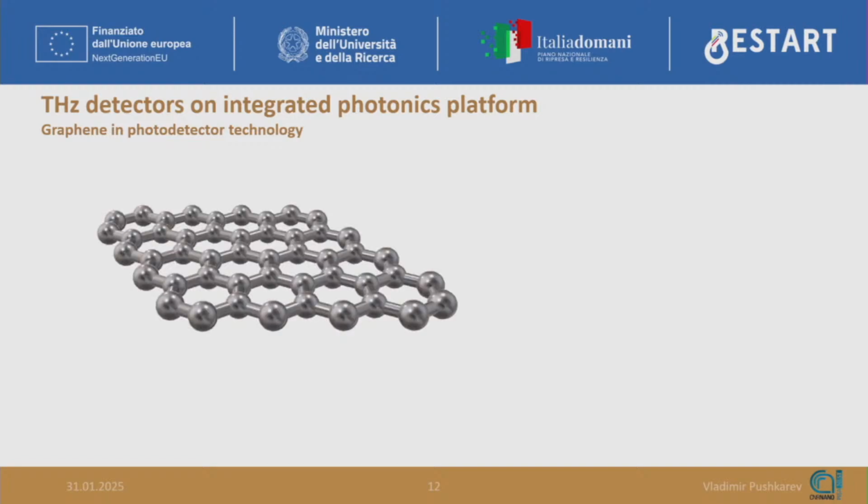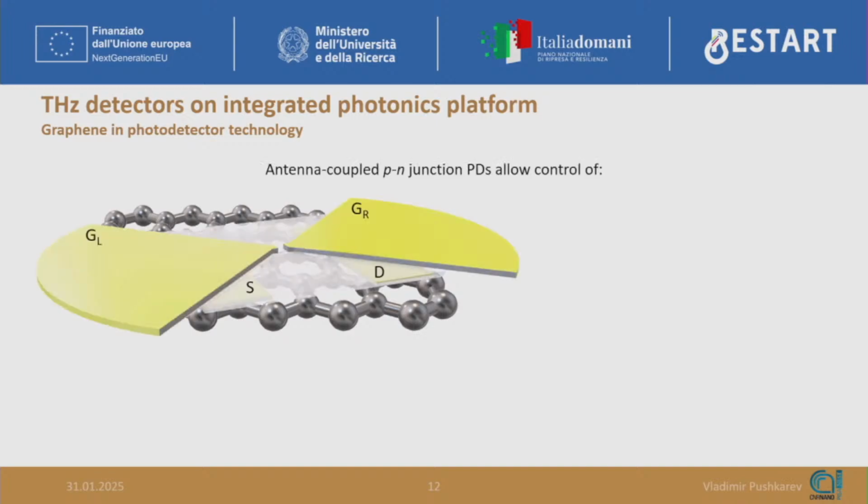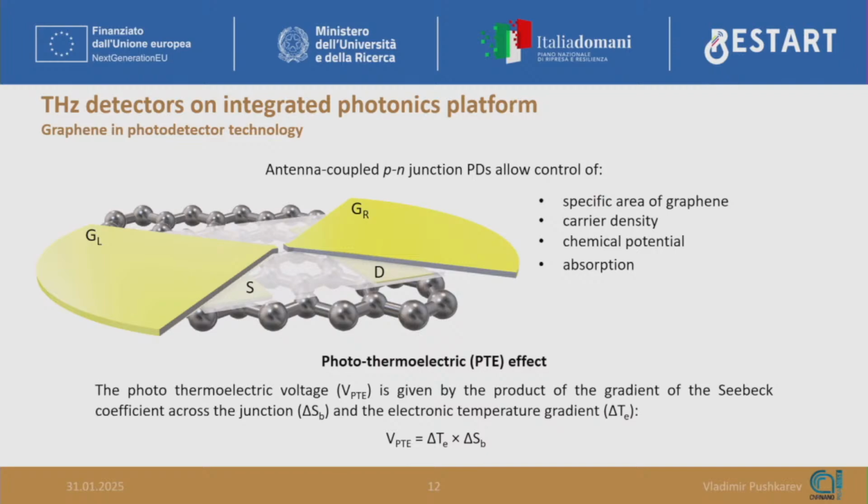why we are focused on the scalable synthesis method and also on possibilities to integrate the single graphene layer into the photonic platforms, which would improve the light guiding and light coupling of the detectors. So this is essentially the second part of my talk, where I will speak about the detectors, namely the antenna-coupled p-n junction graphene photodetectors based on the photothermoelectric effect. This kind of antenna allows us to control a specific area of graphene and also effectively tune the properties such as carrier density, chemical potential, and absorption.